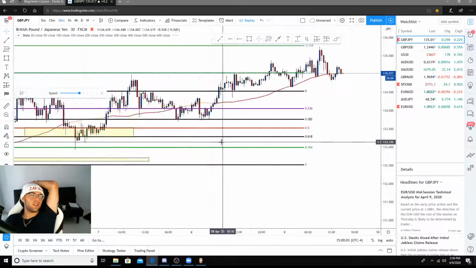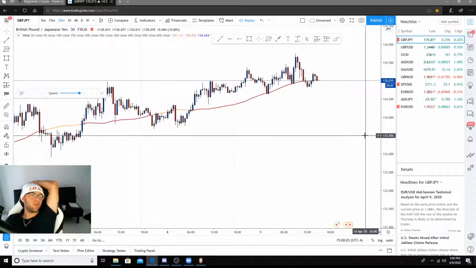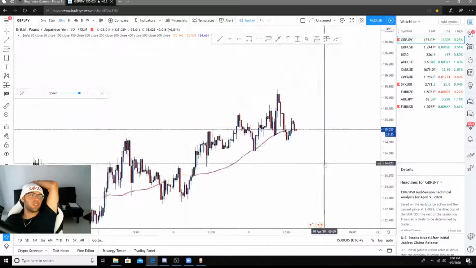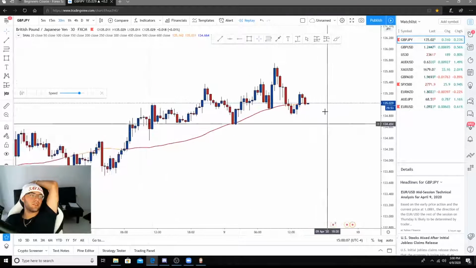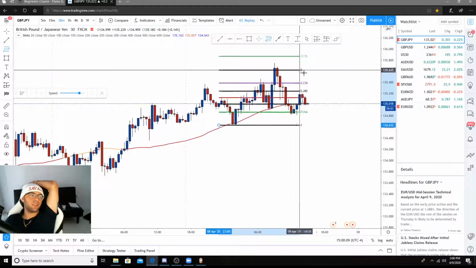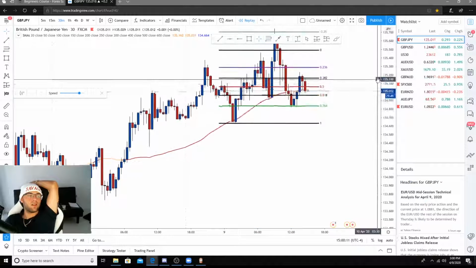Let's go to the 30 minute. On my phone today, I did enter a position right here off this moving average.